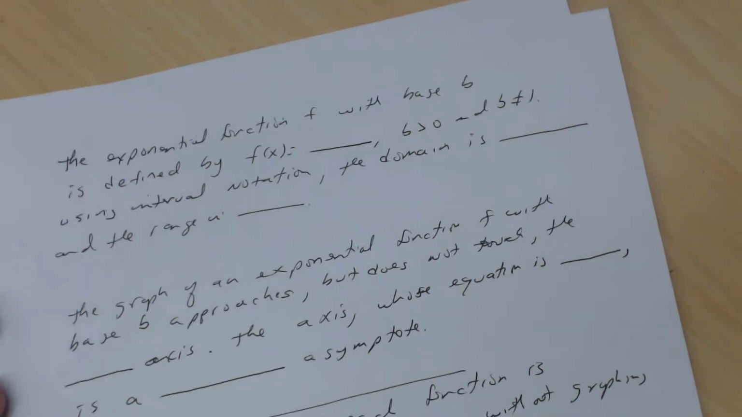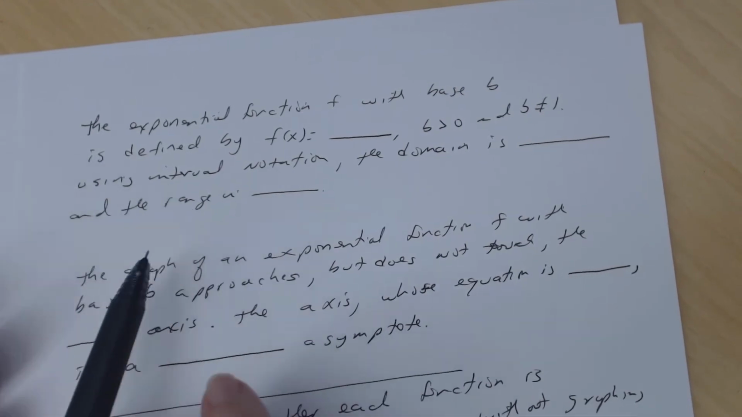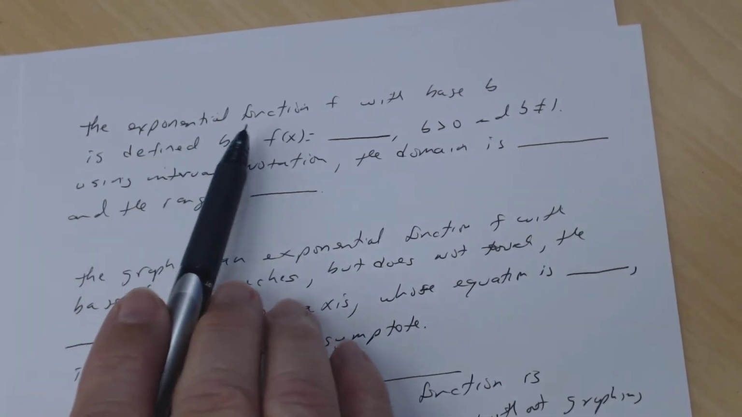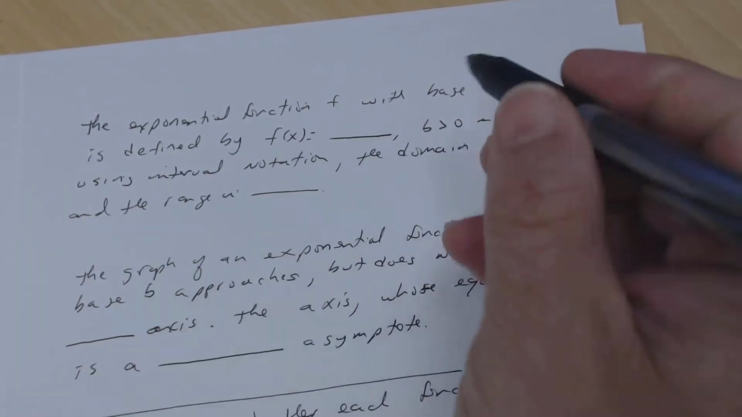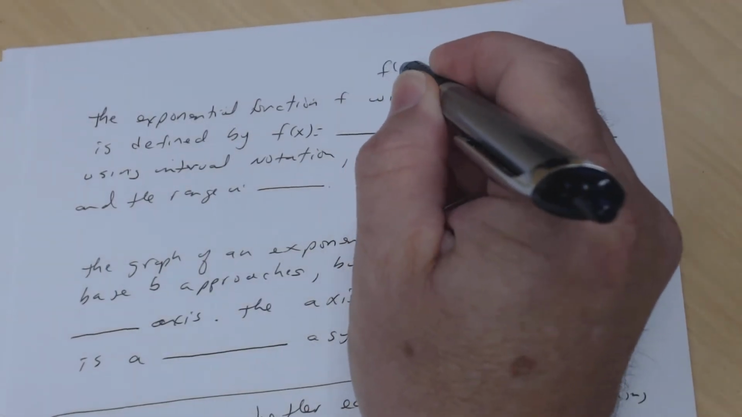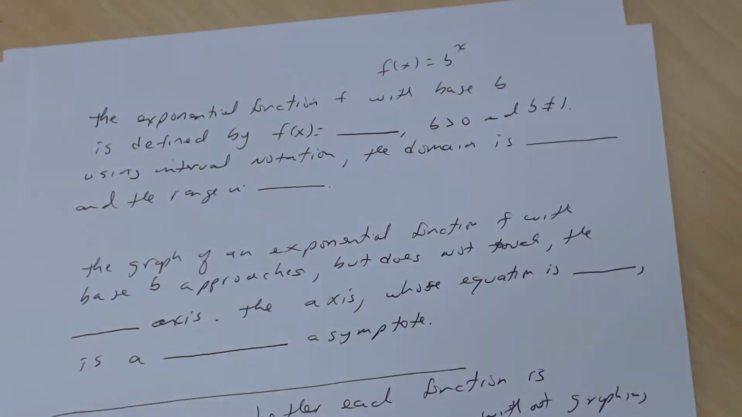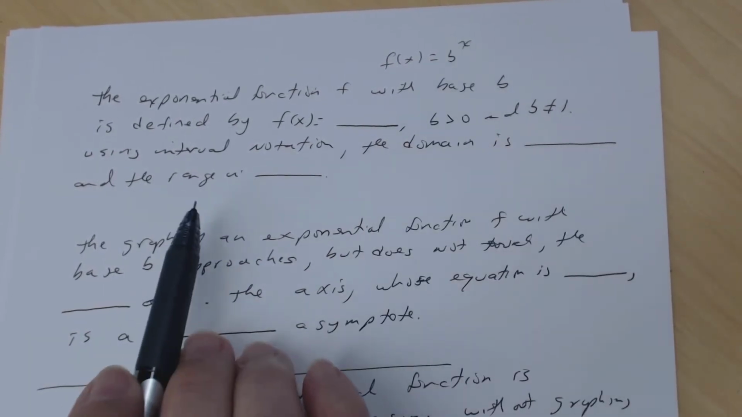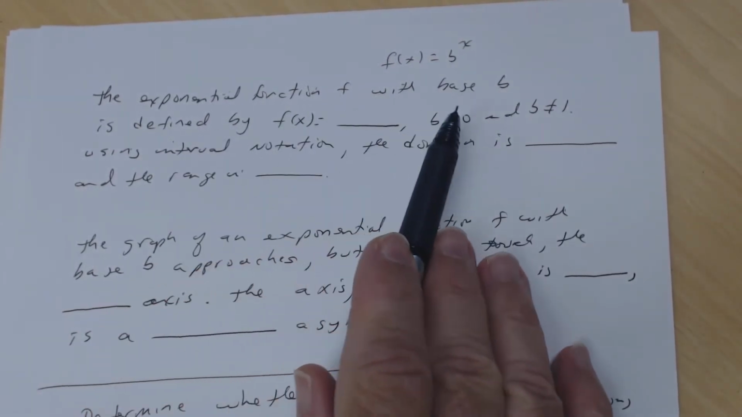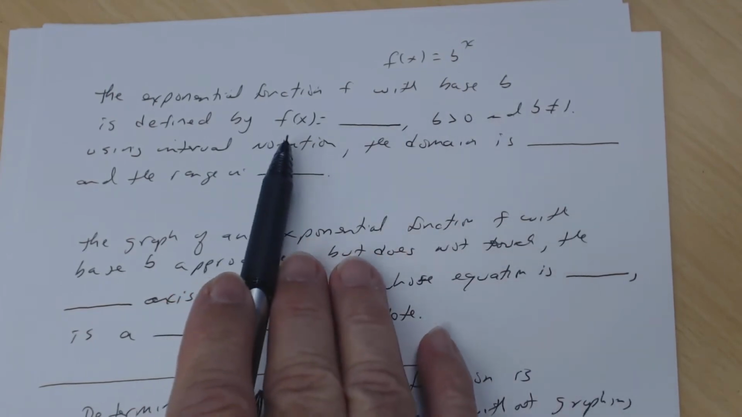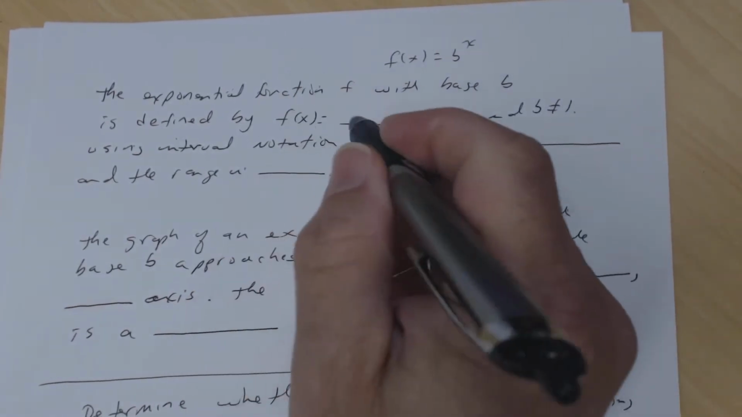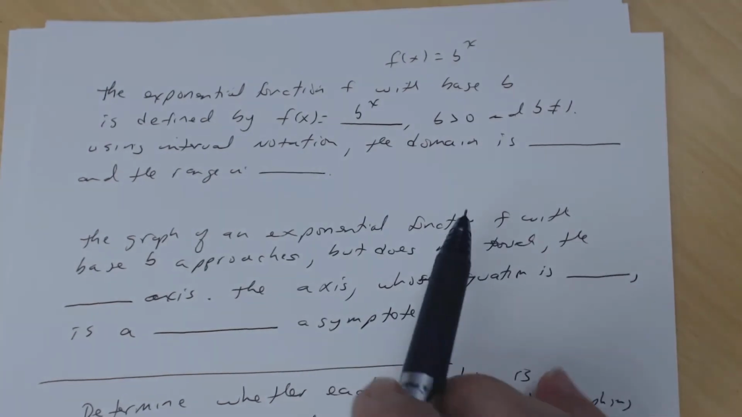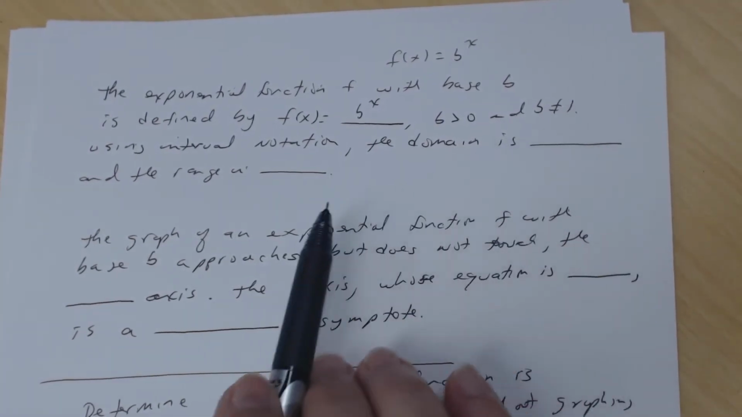Okay. So, just kind of review a couple of things. The exponential function f with base b. So in other words, you're looking at this. F of x equal b to the x. That's what you're looking at. So notice there's no number on the outside, so it's just b to the x. Okay? So the exponential function f with base b is defined by f of x equal b to the x. With b greater than 0, and remember b cannot equal 1.